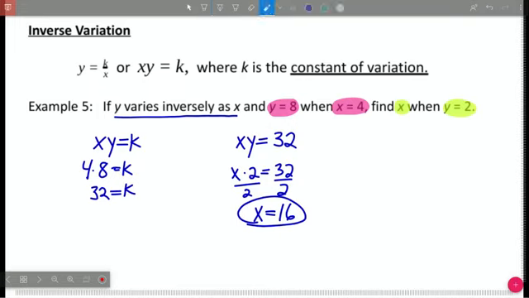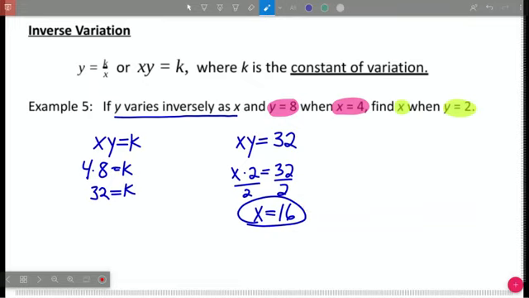When we look at this relationship, I'm going to spend a little more time talking about it, because this type of situation really is new for you. If I look at the y value, notice how we started with a y value of 8, and then it decreased to a y value of 2. With inverse variation, we're going to see the opposite relationship with our x. So x started as 4 and then increased to 16.